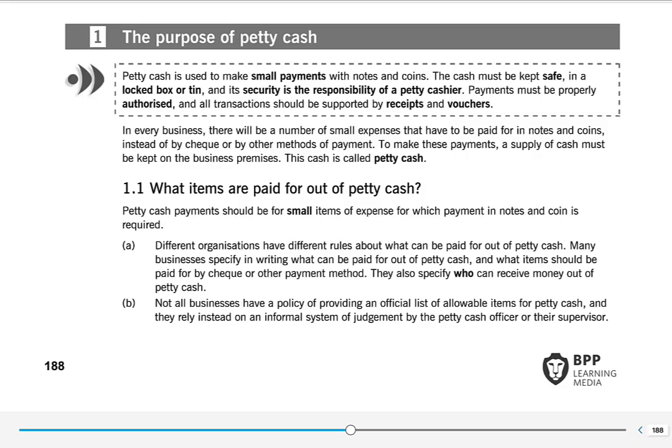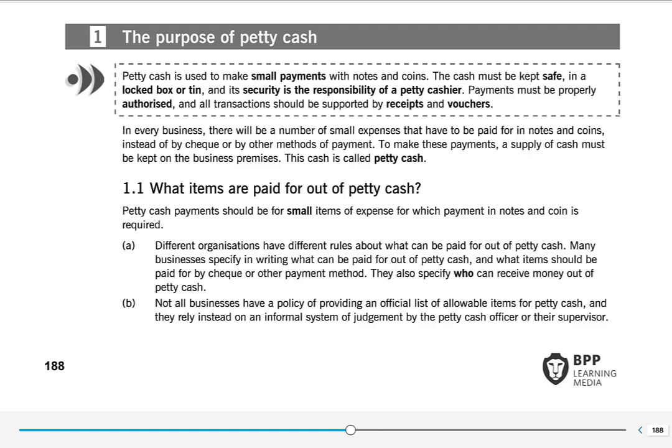Now let us connect petty cash to accounting in a simple way. Every time petty cash is used, it is a business transaction. A transaction means something happened that affects the accounts. When we pay petty cash, two things happen. First, the business expense increases. For example, stationery expense increases. Second, cash decreases because cash has been paid out.